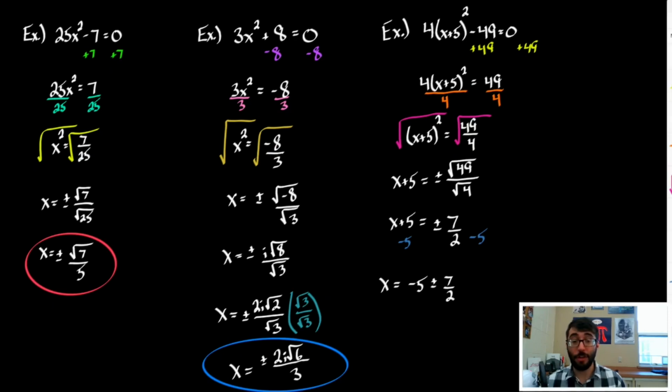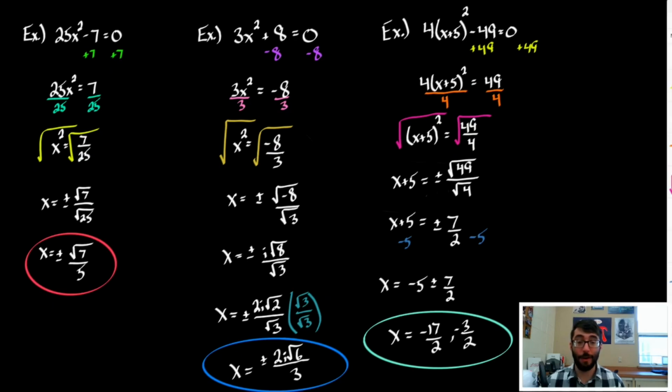Now you're not actually done because you can combine these two numbers. We can do negative 5 minus 7 halves, and we can do negative 5 plus 7 halves. And that is going to end up giving us our two answers of negative 17 halves and negative 3 halves. And that would end up being our final answer. So that is solving by taking square roots.